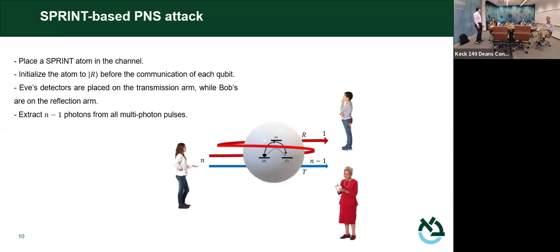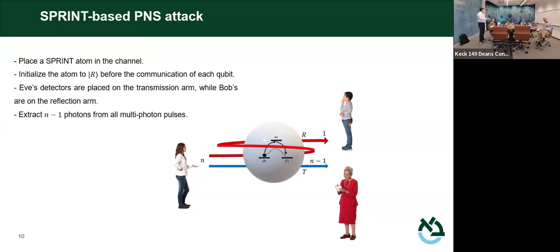So the idea for the attack is as follows. Eve has a SPRINT atom. She places her SPRINT atom on the communication channel. And before the communication of each qubit, she resets the atom to be reflecting for the direction of the communication.